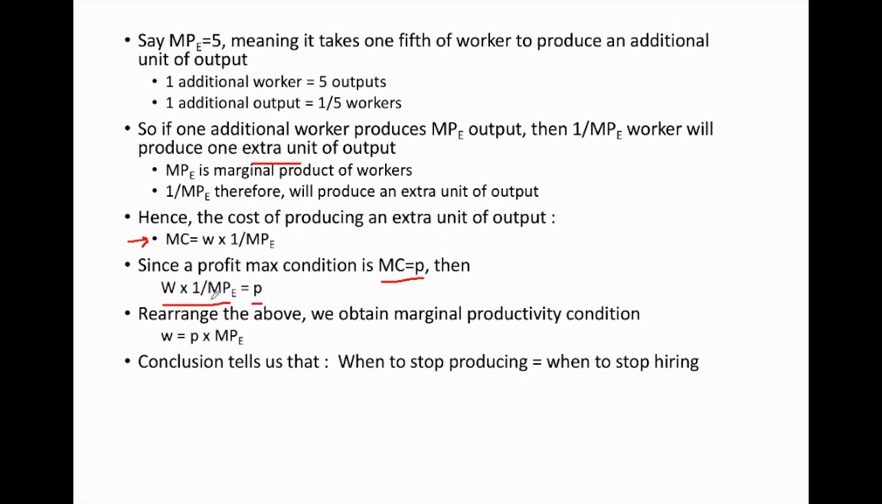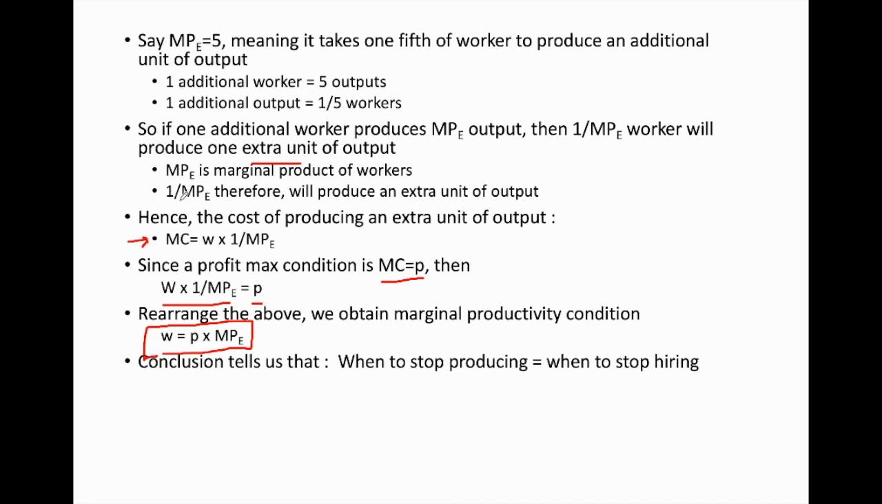And we rearrange this expression where we want to only leave W on the left side of the equation. Rearranging the above will give us W equal to price times marginal product of worker. And this is actually the marginal productivity condition. This is therefore the rule that we use in identifying the optimal number of workers to produce Q star. So what we have proven here is that the two rules are identical.